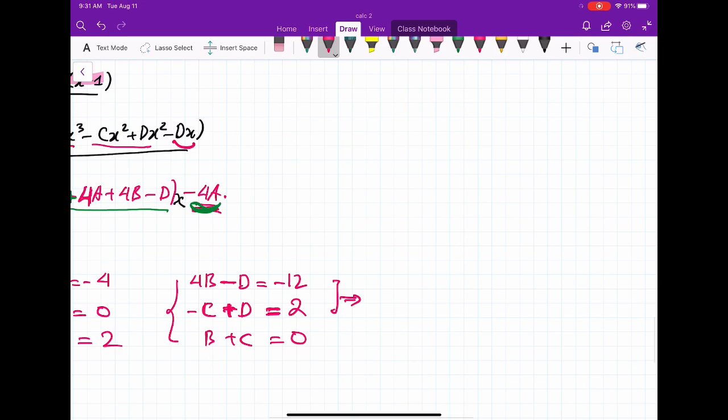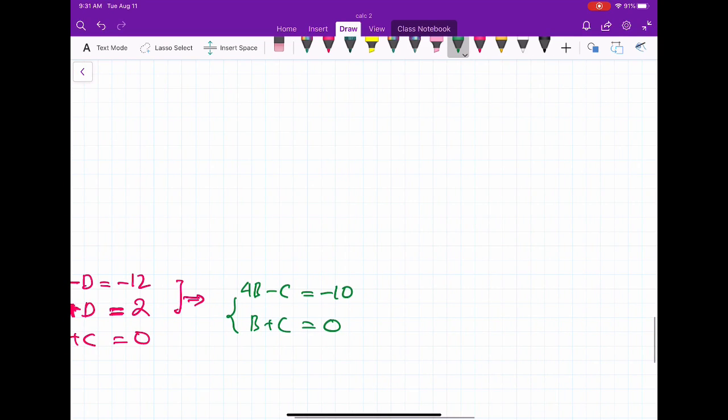So d will be cancelled out. I have 4b minus c equal to negative 10, and then b plus c equal to 0. If I add the two of them together, I have 5b equal to negative 10, and then I have b equal to negative 2.